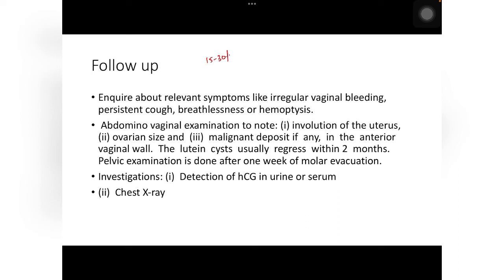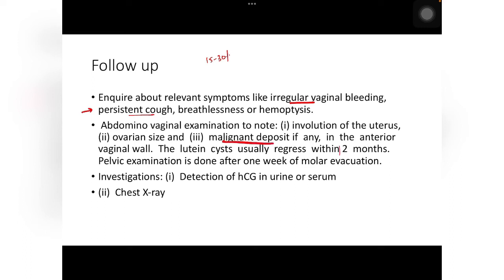On each visit, we have to ask the patient if there was any irregular vaginal bleeding, any cough, which will indicate any metastasis to the lungs. Ask for any complaints of breathlessness or hemoptysis. Always do an abdominal and vaginal examination to see if the uterus has involuted well. If there was a theca lutein cyst, then estimate the ovarian size also in your examination and look at the vaginal wall, because it can even metastasize to the vagina. So look if there is any malignant deposit in the vagina.